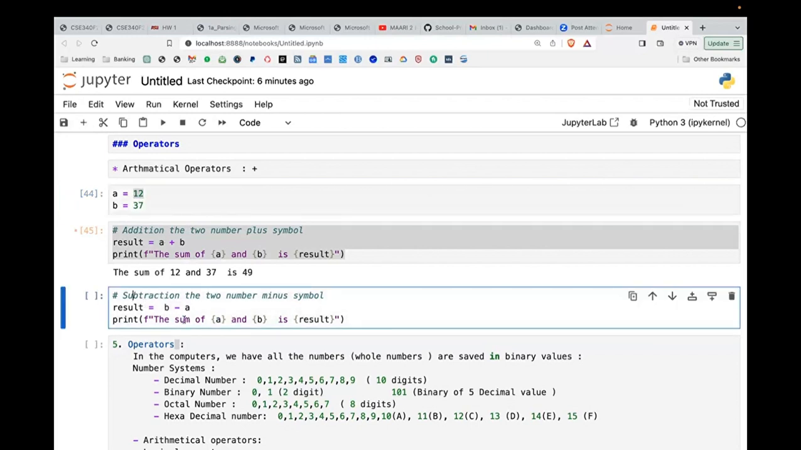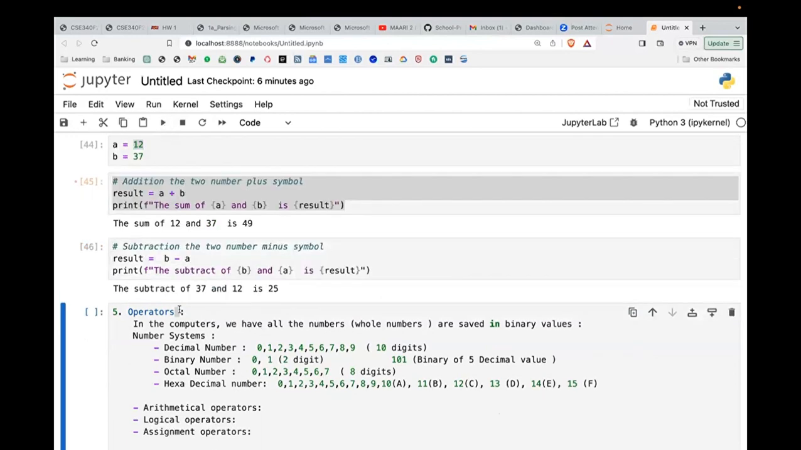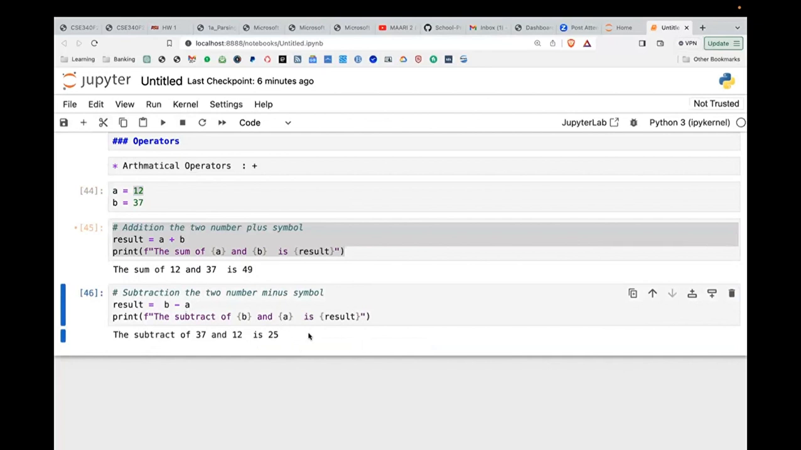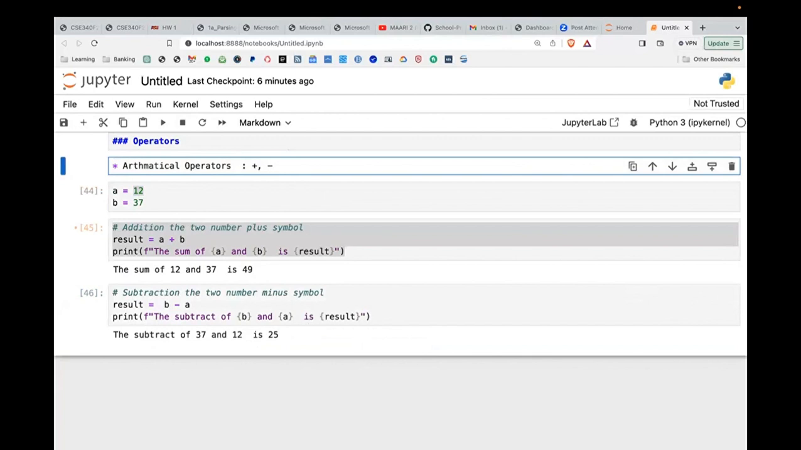So you can say subtraction of B minus A is the result. You can see subtraction of B minus A by default gives this result, 25. This is another symbol. What symbol did you learn? It's the minus symbol. I'm going to the third symbol right now.